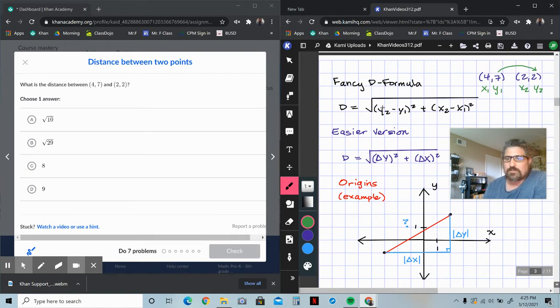Either way, the change in y is very clearly 5. And so the change in y squared is going to be 25. So we know that that value is worth 25. So I'll put a little 25 here, okay? And then we do the change in x. The change in x is 4 to 2.